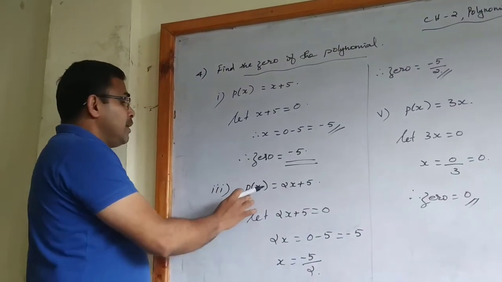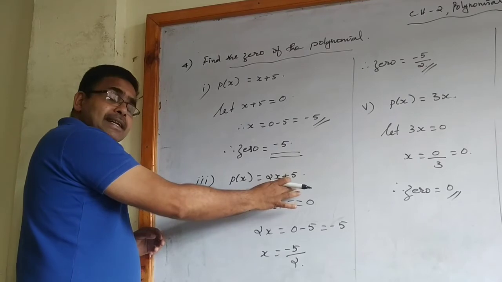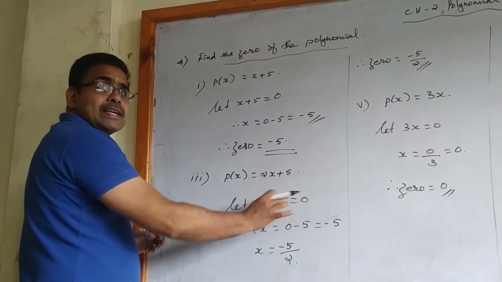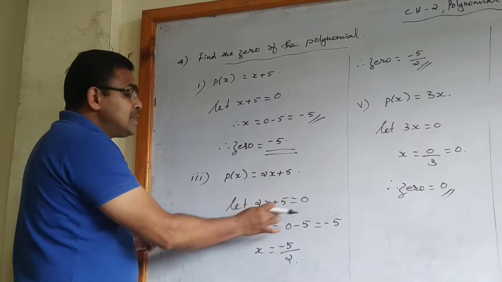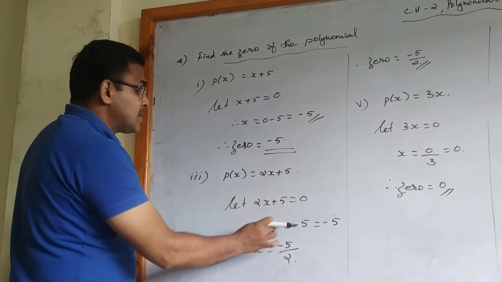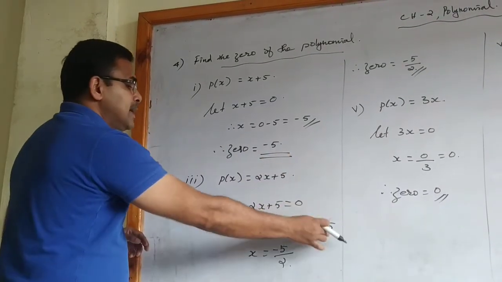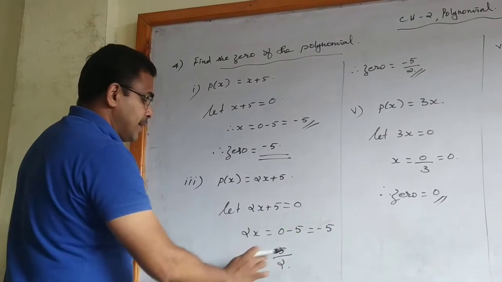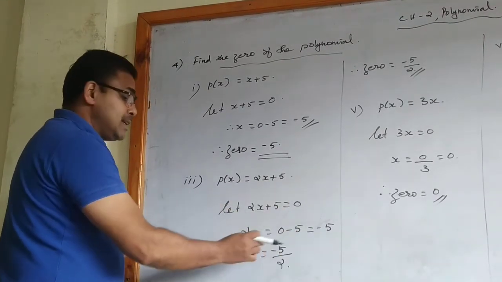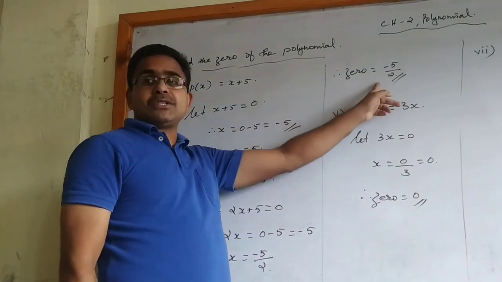Next question, P of x equal to 2x plus 5. We take again, let 2x plus 5 equal to 0. Again from this equation, we calculate the value of x. 2x equal to 0 minus 5, transposing to the right side, it becomes minus 5. 2x equal to minus 5. Then x equal to, this 2 is multiplied here, so on the right side it will be divided. That is minus 5 by 2. Therefore, zero is equal to minus 5 by 2.